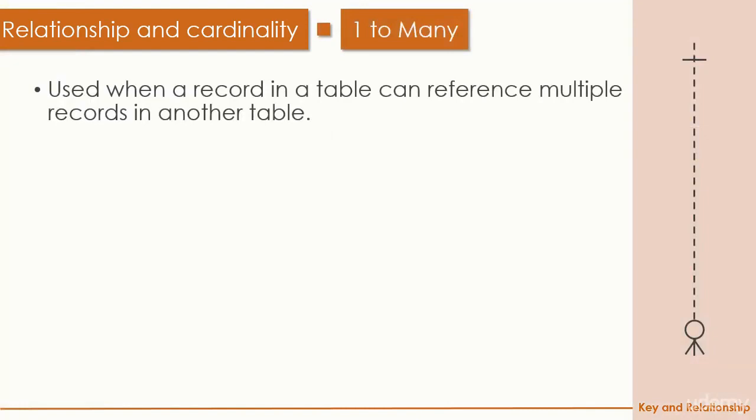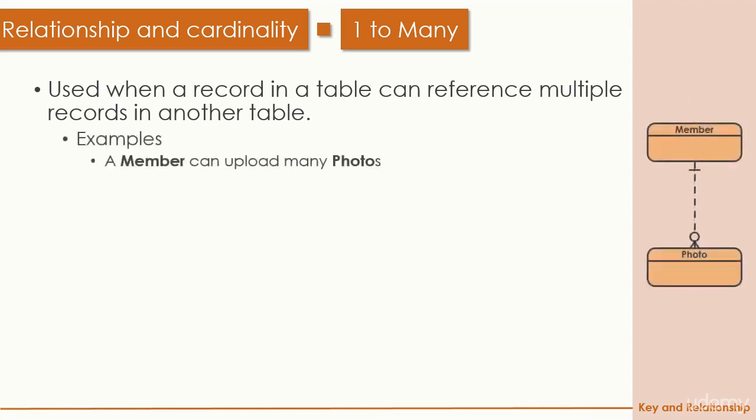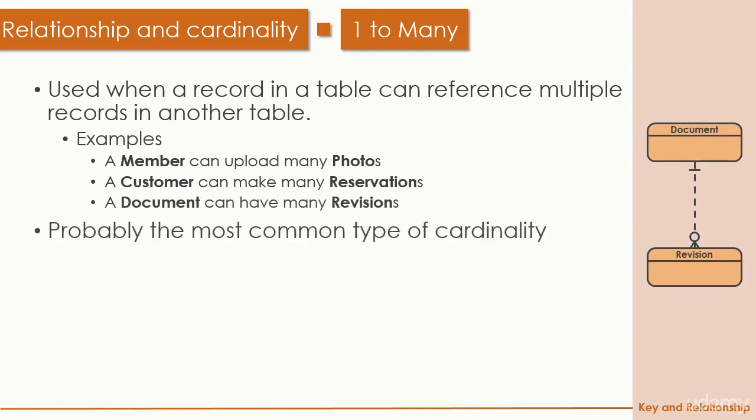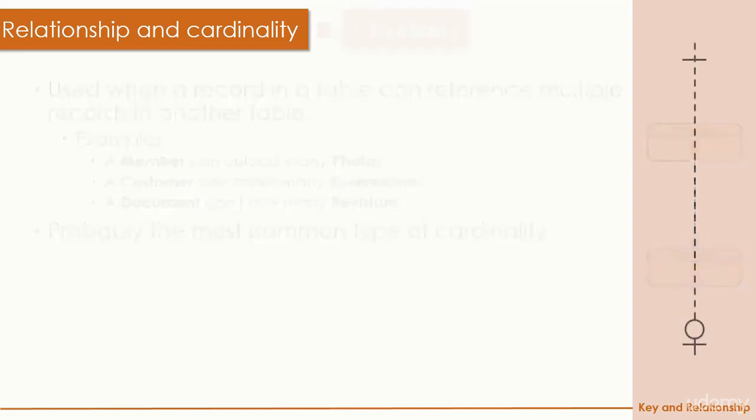The one-to-many relationship is used when a record in the table can reference multiple records in another table. For example, the member can upload many photos. So from the member side, we can identify many photos he uploaded. The customer can make many reservations. He can reserve many times. The document can have multiple revisions. The one-to-many relationship and cardinality is probably the most commonly used type.